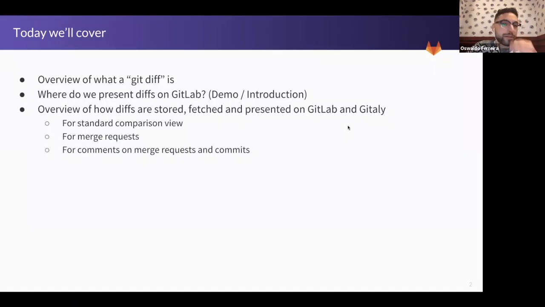Today we are going to have a look at what exactly a Git diff is at the level of Git itself, just a brief overview. Where do we present diffs on GitLab itself? A quick demo introduction, and an overview of how it's stored, how we fetch and represent that, both on GitLab and Git itself. We are going to look at the standard comparison view, the diffs on merge requests, and the comments on merge requests or commits.